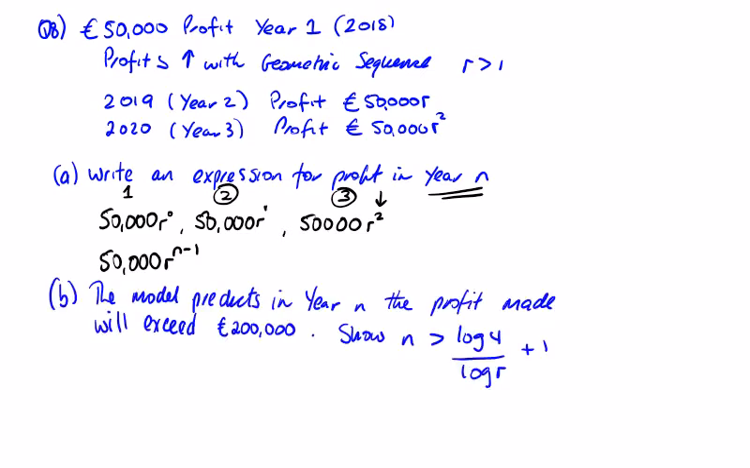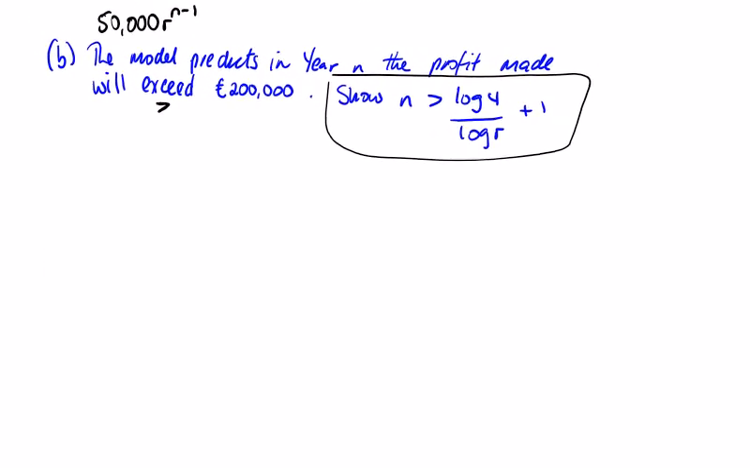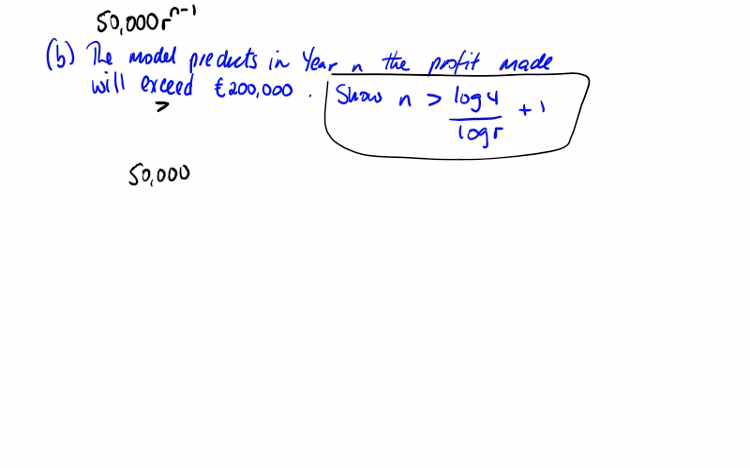Part B. The model predicts in year N the profit made will exceed, it's going to be greater than 200,000, and you can see here it's a log question if you didn't know already. So your rules of logs are really important. So 50,000 times R to the power of n minus 1 has to be greater than 200,000, not equal to, just greater than 200,000.